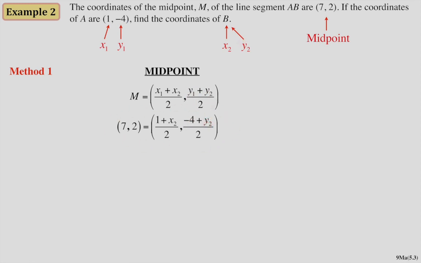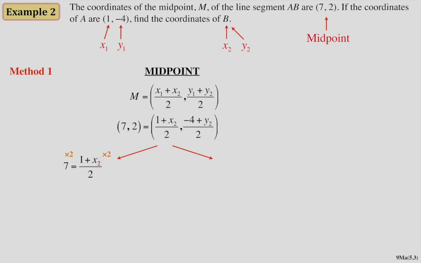Now, when these 2 points are equal, you look in front of the comma for both points. There's a 7 in front of the comma in the first point, a 1 plus x2 over 2 in front of the comma for the second point. They must be equal. Similarly, if I look at the second values, after the comma there's a 2, after the comma there's a negative 4 plus y2 over 2. They must be equal. But before I worry about the y values, let's follow this x value part through.